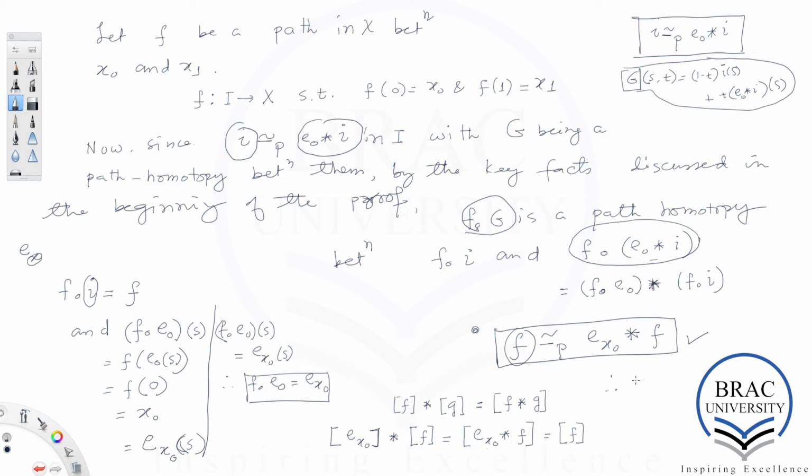Therefore, the class of e sub x0 star the class of f is equal to the class of f. Okay. Okay, so an important thing to note here is that e sub x0 star f is a path from x0 to x1. Okay, good.